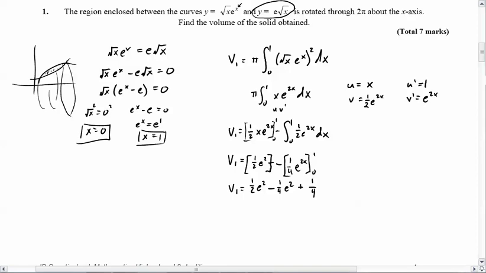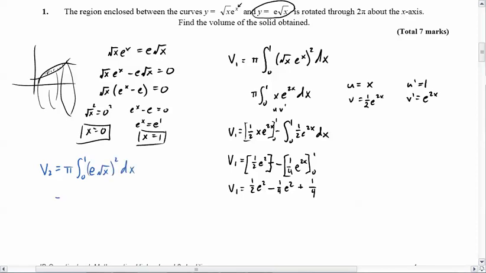This one will be significantly easier. I'll go ahead and do this one in a different color just for our reference. So I'll do volume 2 over here. So volume 2 is pi integral from 0 to 1 of e to the x, again, squared.